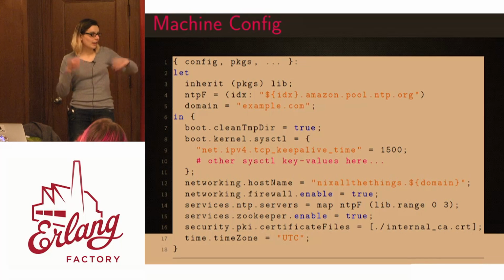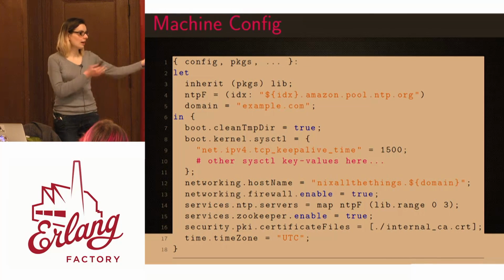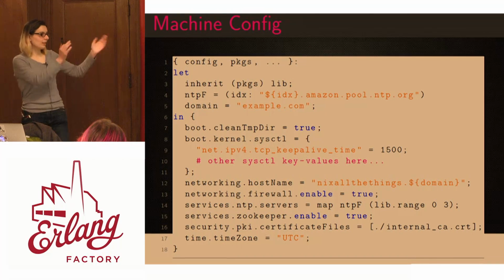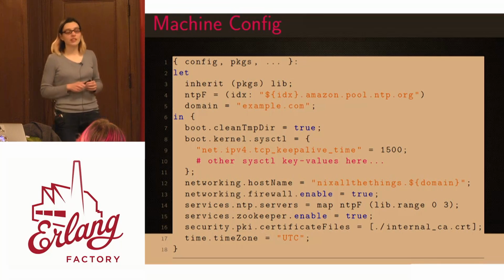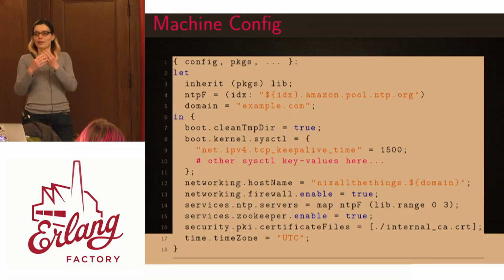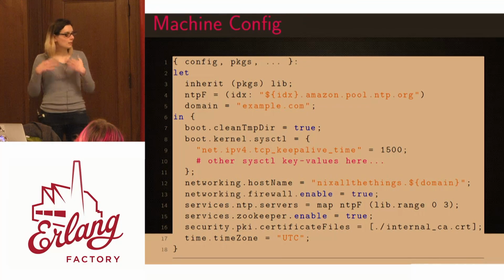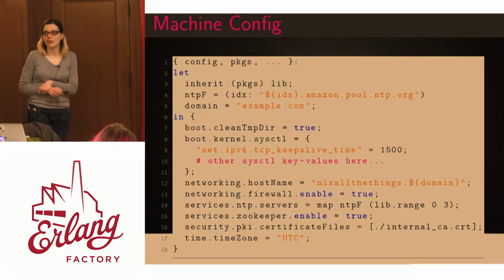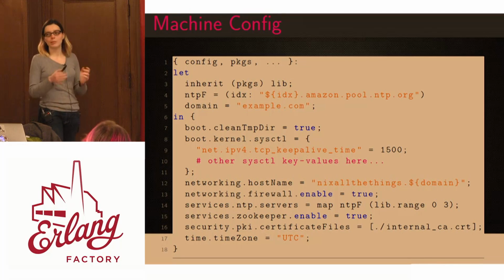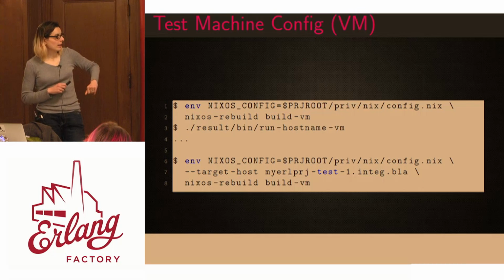We can set our NTP servers, and we can do simple things. It's an expression language. We're just using map here, and we can enable Zookeeper as a service, and the implementation of that module is fairly simple to understand. And I'll point you to documentation where you can have a look at how you can implement your own NixOS modules.